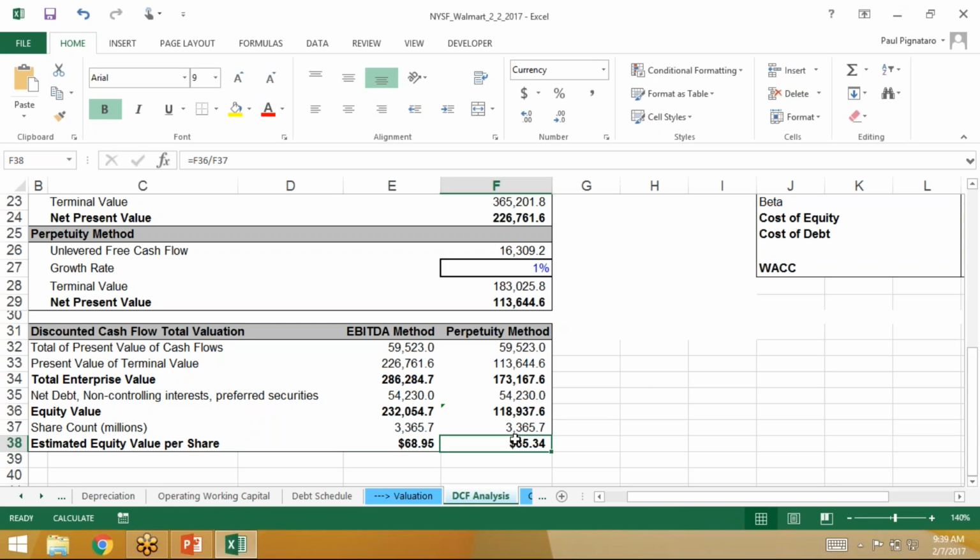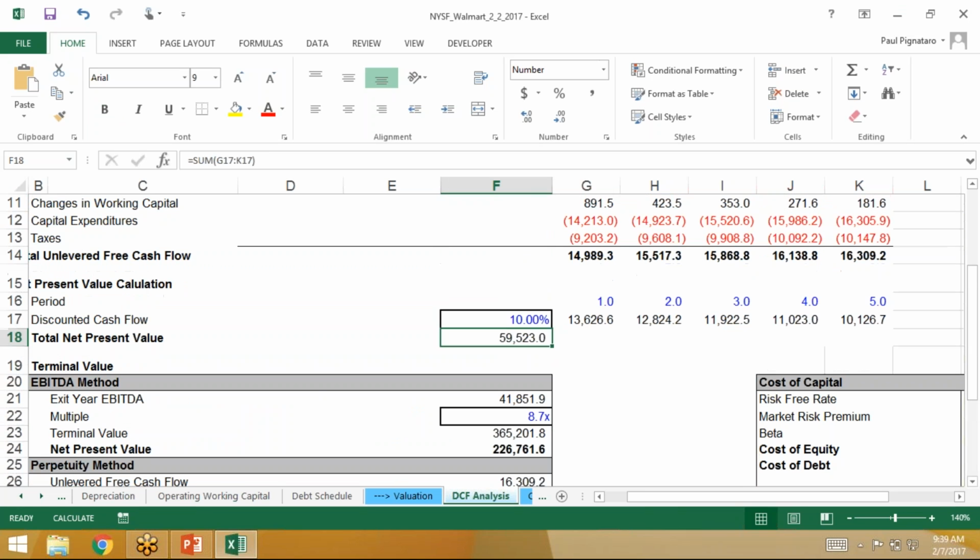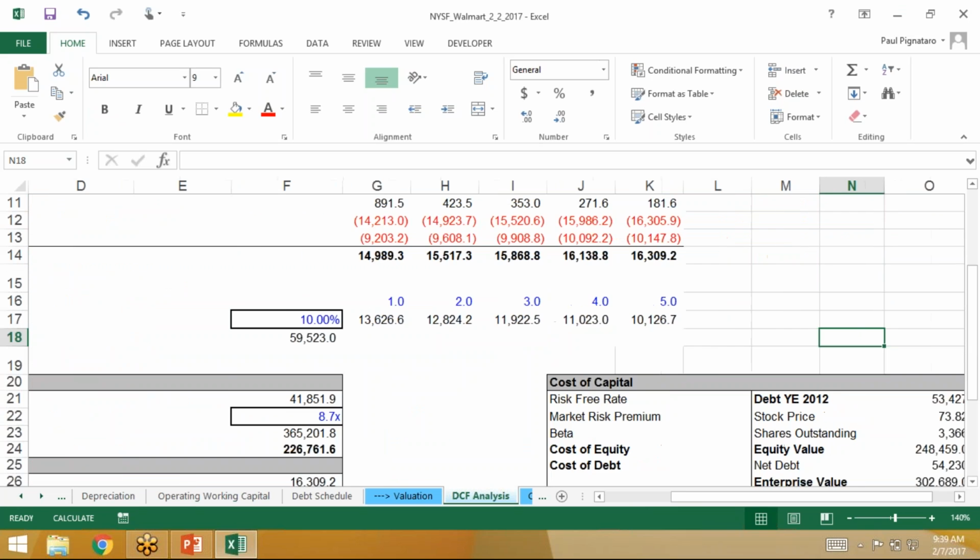Now, this is low. It doesn't make sense, because we made up the WACC. Our WACC is off. Let's talk about an appropriate discount rate.